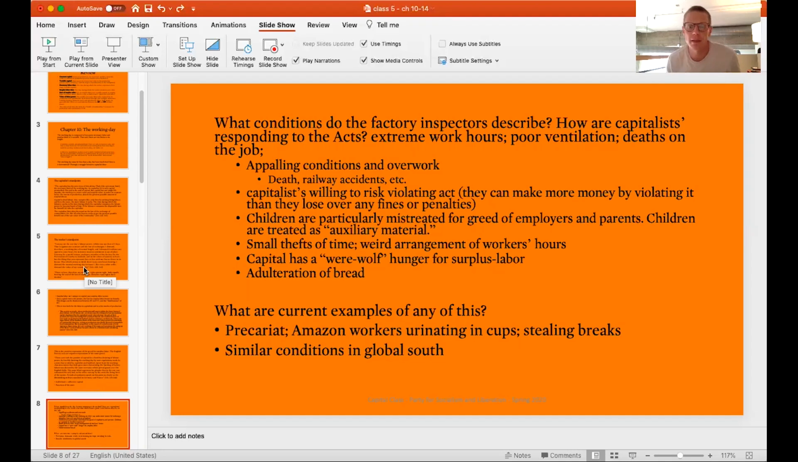Some that people have mentioned in the previous discussions are Amazon workers having to urinate in cups in their vans. Stealing breaks happens all the time. Of course, wage theft too.